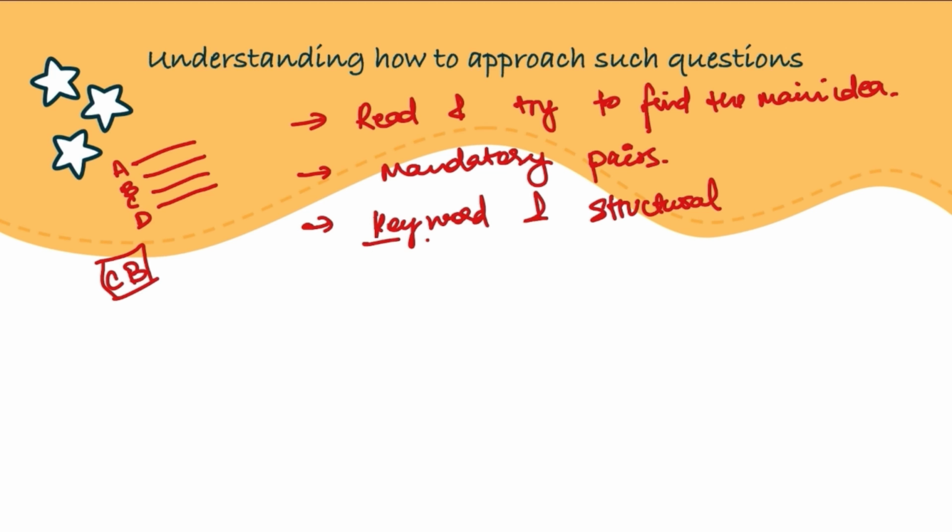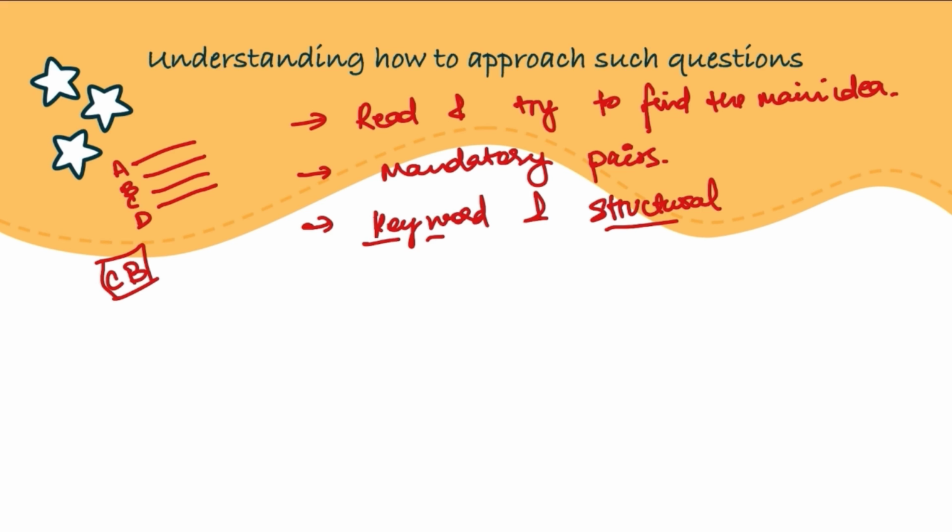Keyword, where we depend upon the grammatical rules, and the structural, where we depend upon the entire logical continuation, the entire logical application of the paragraph, right? So we will be using them for finding the main ideas, for finding the main mandatory pairs, those kinds of things. Obviously we will be able to approach these questions in the same way that we did with the MCQ based parajumbles, right?